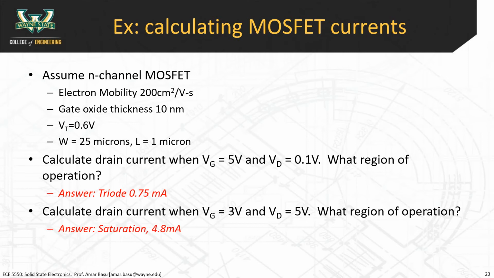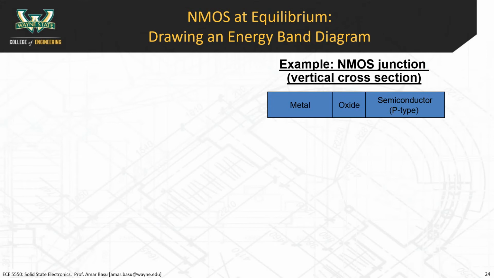So the answers for the questions are on here, so you can test yourself and see if you can get it right. Okay, now we're going to talk about the energy band diagrams. We're going to spend a good chunk of today's class on this. What we're going to do here is draw the energy band diagram in the vertical cross section. So if we think about the device, I'll draw it again up here.